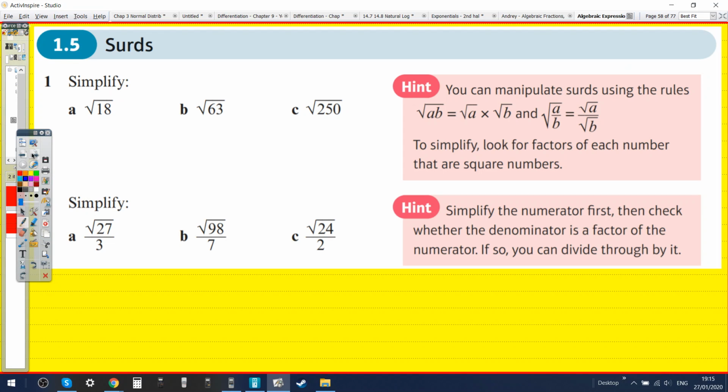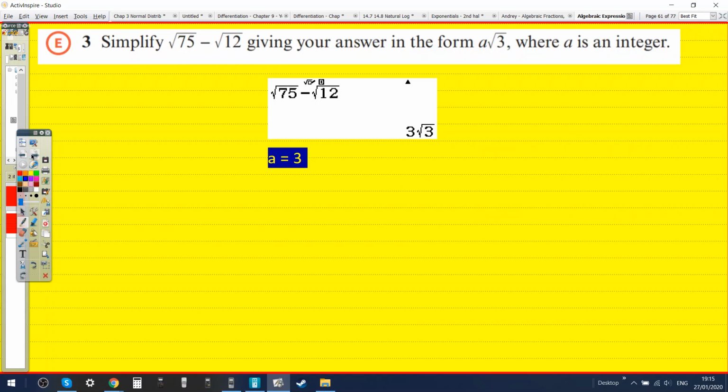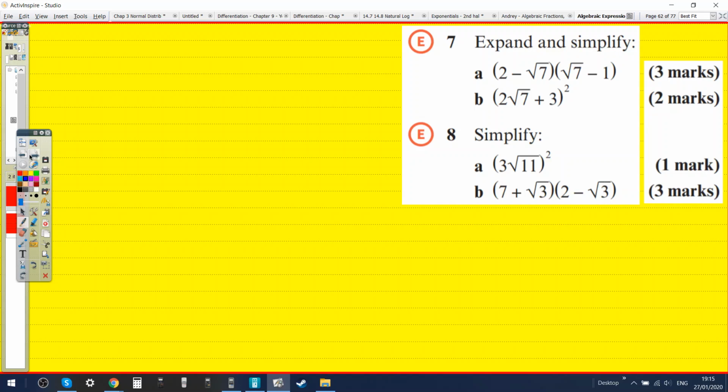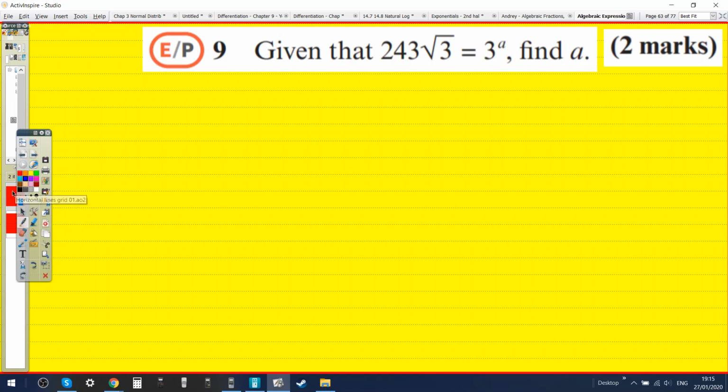Surds. You said index, not surds. Am I right? Yeah, but surds is good to do as well, I guess. I don't know. Okay, let's try this one.